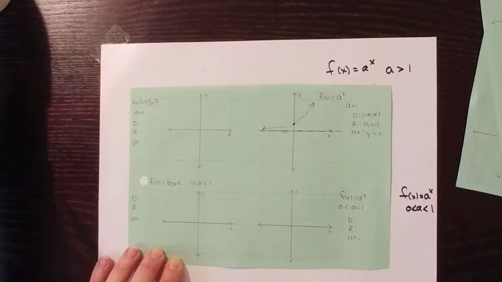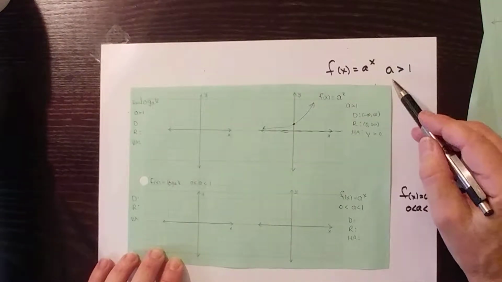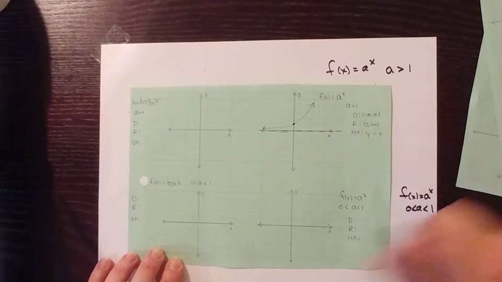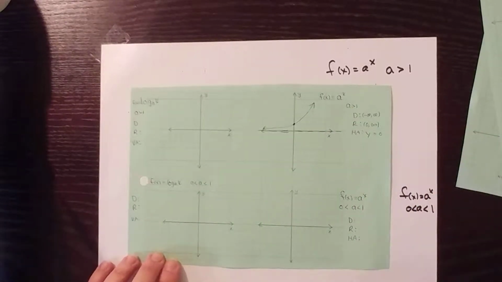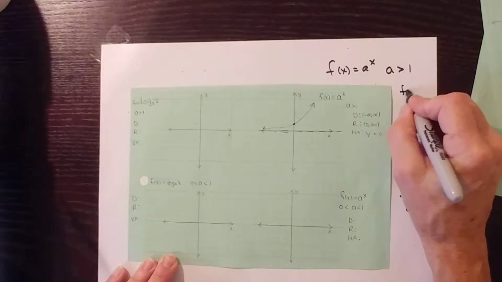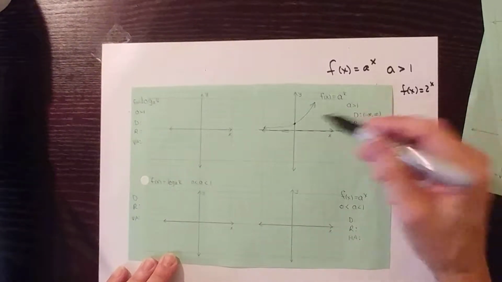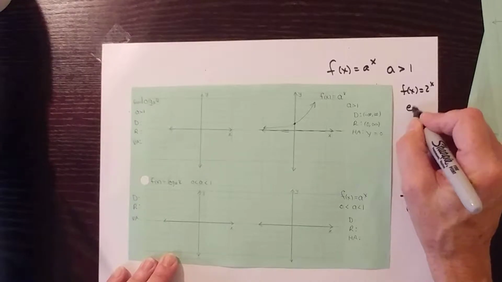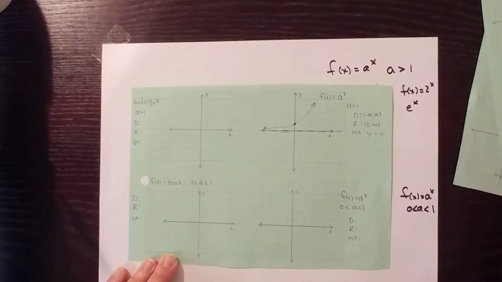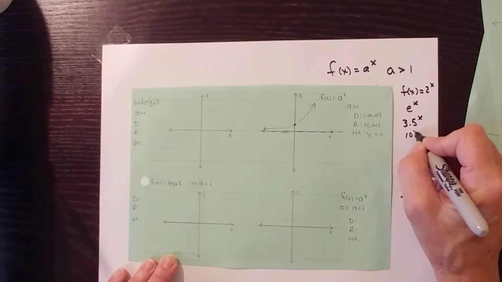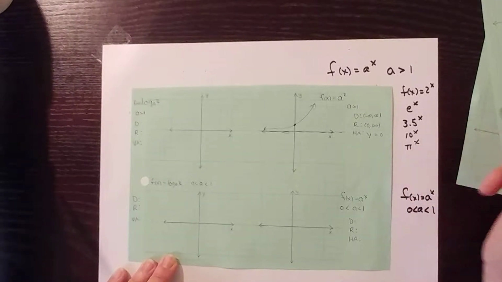Now, all the graphs that would have the same shape would be anything that's got a base bigger than 1. So for instance, if you were to graph f of x is equal to 2 to the x, it would have all these same features. Or e to the x, because e is a number bigger than 1, 2.7, or 3.5 to the x, or 10 to the x, or pi to the x. Any of these would have these same features right there.